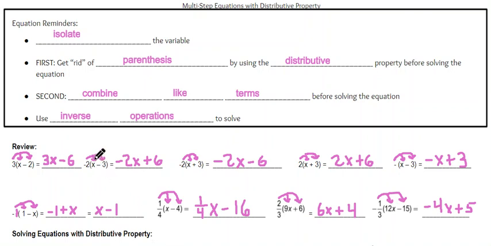All right, so remember distributive property, we take the number on the outside and we multiply it to everything on the inside of the parentheses, and that is how we get rid of those parentheses, which is our first step when we're solving equations. We always want to get rid of those parentheses. Okay, so it's important to know the distributive property. If you need help with the distributive property, you can go back and watch the video notes from Unit 1 on distributive property, and that will help you a lot. Okay, all right, so let's go on to solving some equations with distributive property.